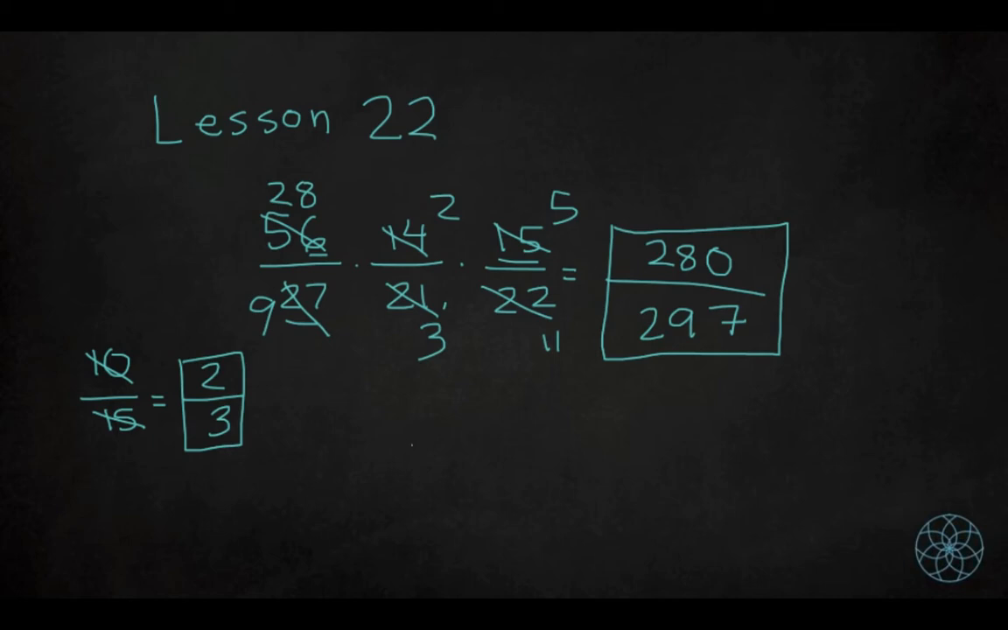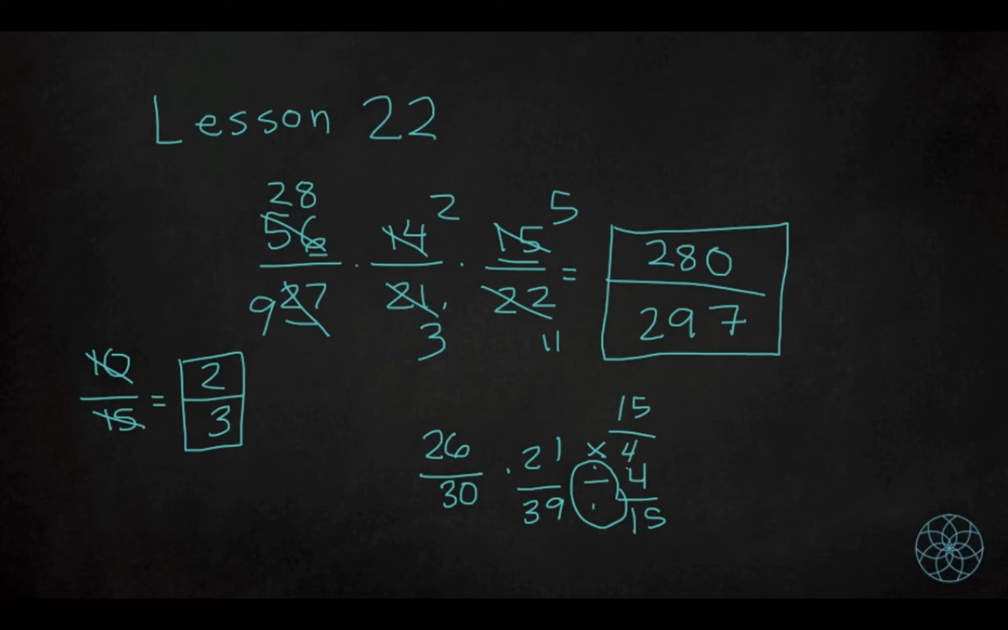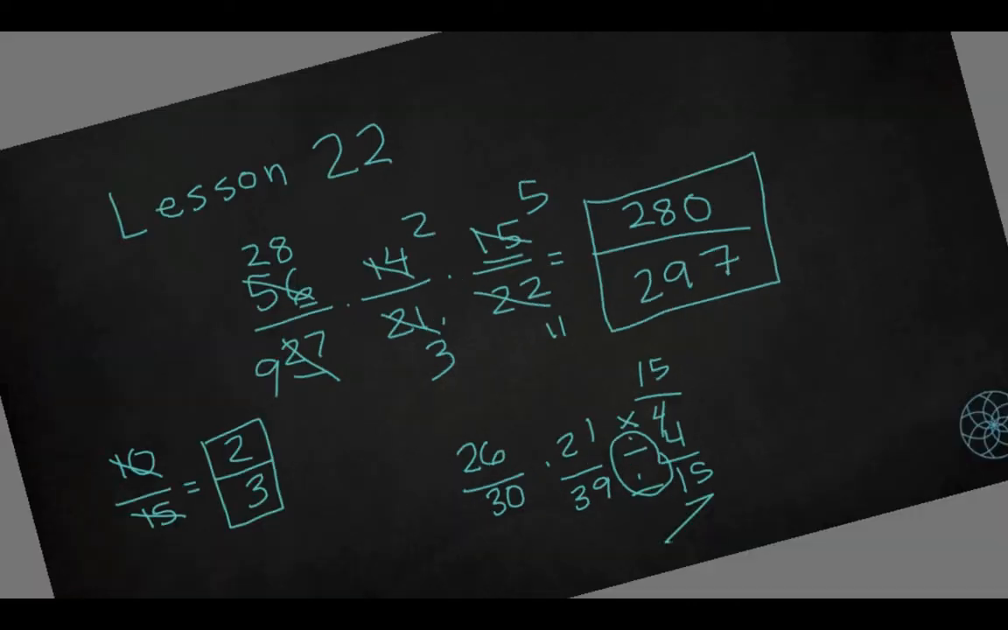Now, one last thing. You might see a problem like this. So 26 over 30 times 21 over 39 divided by 4 over 15. So whenever you see division in fractions, don't forget you need to change this to a multiplication sign and then write the reciprocal of this fraction. So instead of times 4/15, you'll say times 15 over 4. So basically change the sign and flip the fraction.